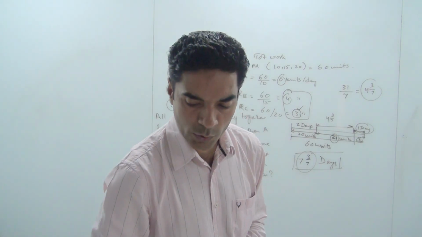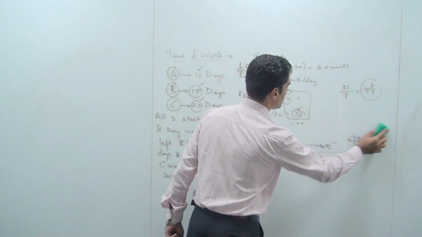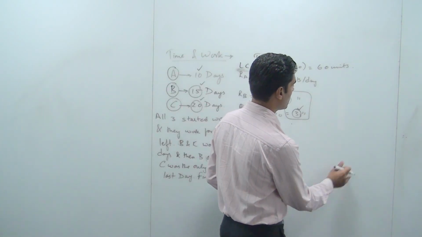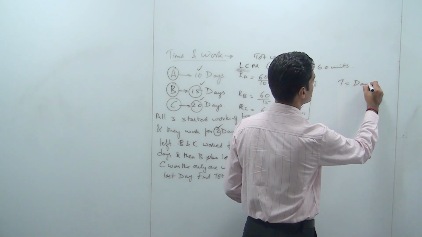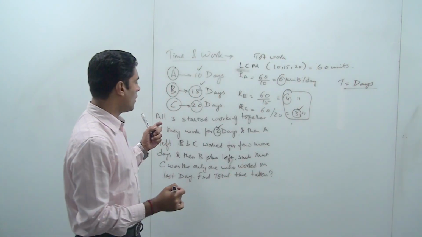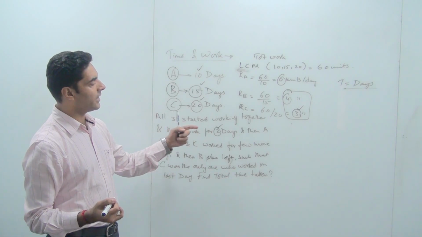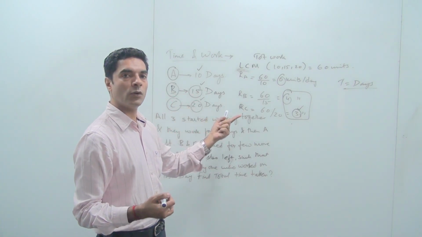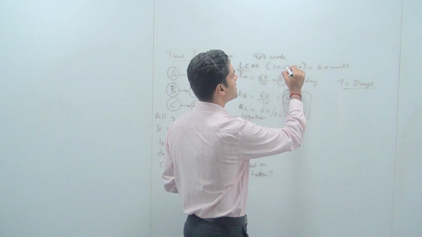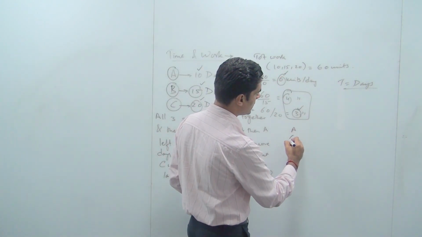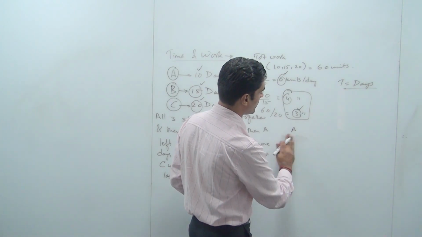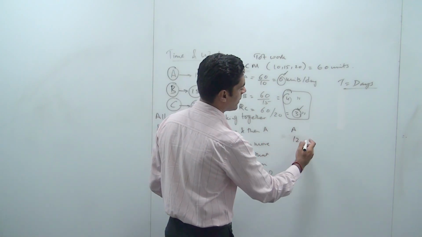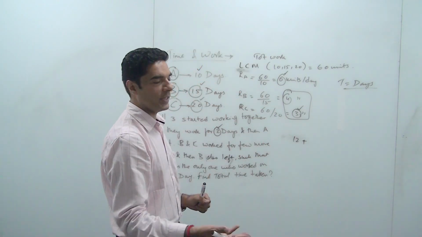There can be an alternate approach to it. Assume that this work got completed in T days. All three of them started working together and worked for 2 days. That means A has worked for 2 days, B has worked for 2 days and C has also worked for 2 days at the beginning. The rate of A is 6. So in 2 days, A would have completed 6 into 2, that is 12 units of the work.